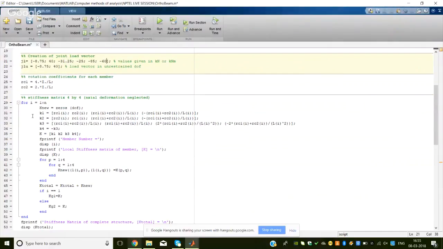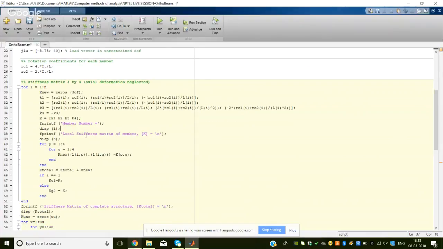Again, the derivation of the stiffness matrix. Here we are neglecting the axial deformation, and so the size of the stiffness matrix is going to be 4 by 4. So these K1, K2, K3 and K4 are the stiffness coefficients. We are deriving it column wise, and this line of the program is for combining all these 4 columns into a single matrix. And then this line is for printing the stiffness matrix, and again we are getting the local stiffness matrix for the first member.